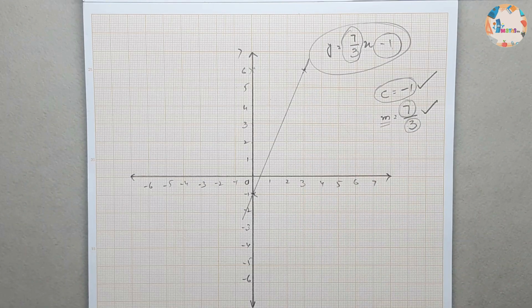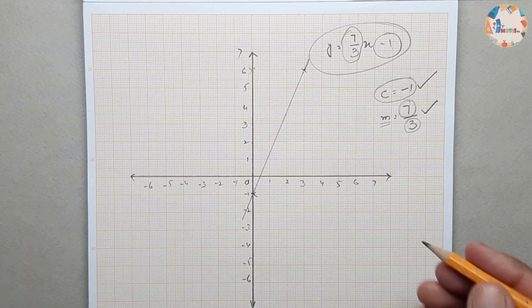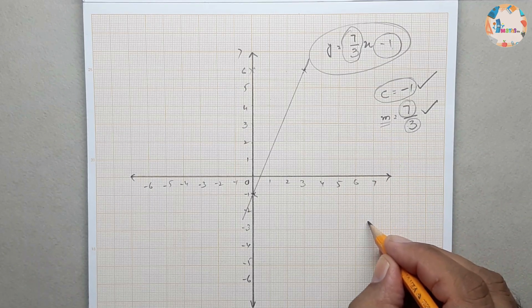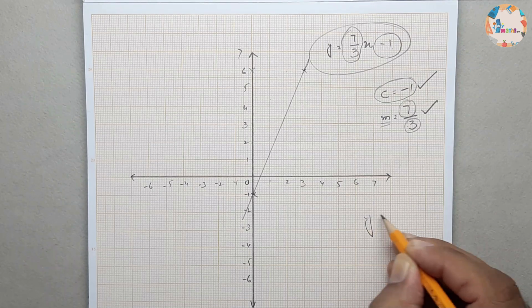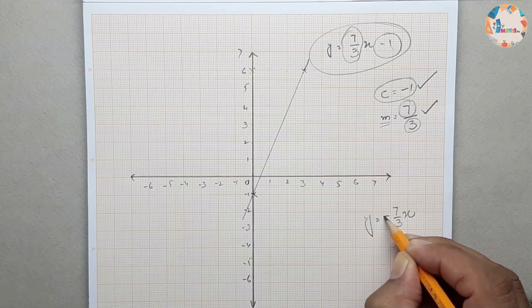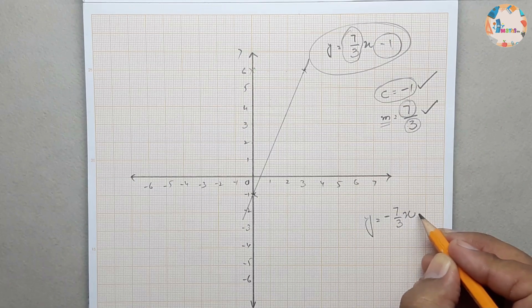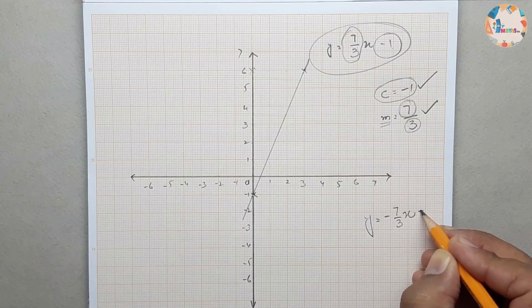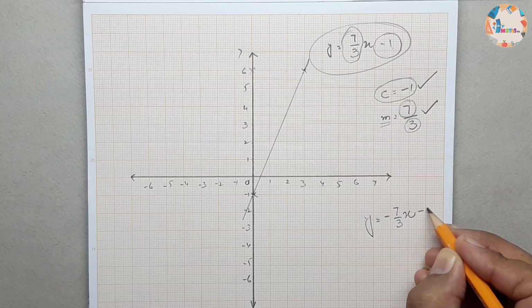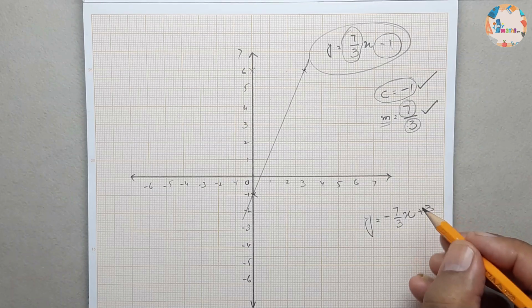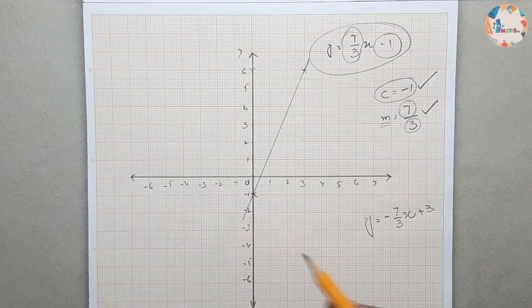This is done. One more thing, we can have a negative slope. So I will take another, for example, the same equation but a little different. So it will be -7 by 3x, and instead of -1, I will take, for example, +3. Now we will draw this equation on the same coordinate axis.